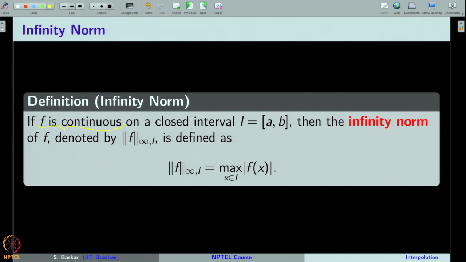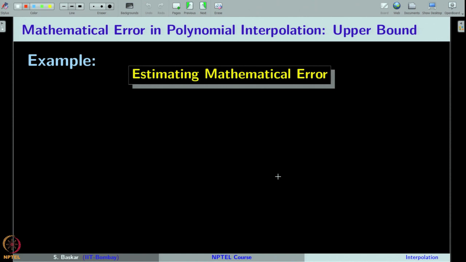And now, the infinite norm of f, which is denoted by this notation, is nothing but you take the absolute value of f evaluated at each point in the interval AB and then take the maximum. That maximum is what we will call as infinite norm. This is the notation. Therefore, wherever I put this notation, you have to understand that I am taking maximum over modulus of f of x in the interval AB. With that in mind, let us see two examples where we estimate the mathematical error using the expression that we derived in the previous theorem.